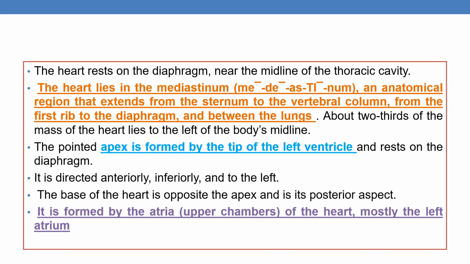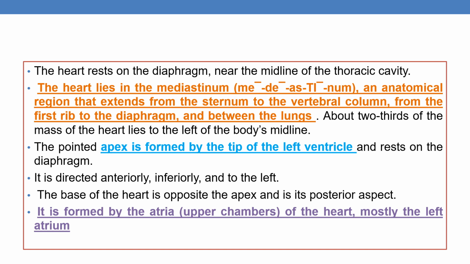Now coming to the location of the heart. Where does the heart lie? The heart rests on the diaphragm. The diaphragm is a skeletal muscle that separates the thoracic cavity from the abdominal cavity. The heart rests on the diaphragm near the midline of the thoracic cavity and it lies in the mediastinum. The correct location is mediastinum. What is mediastinum? It is an anatomical region that extends from the sternum to the vertebral column, from the first rib to the diaphragm, between the lungs.